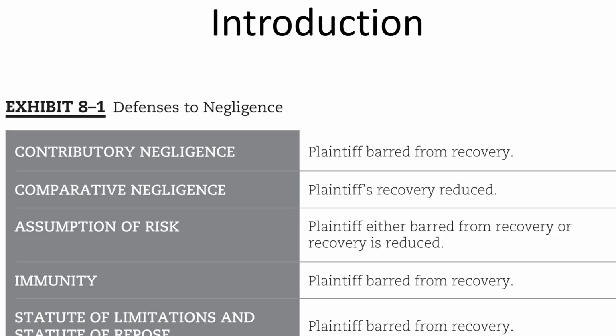Immunity is a defense that can be raised based on special status or relationships, in which case a plaintiff will be barred from recovery and will not be able to recover from someone who has immunity. Finally, statutes of limitation and statutes of repose will also bar a plaintiff from recovery if they try to bring a cause of action or sue outside of the statutes of limitation and when that has expired.